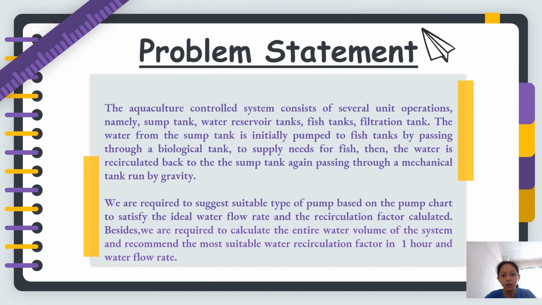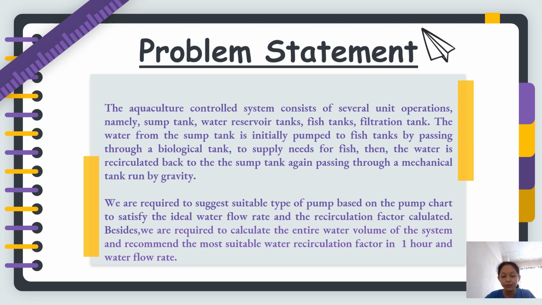Problem statement. The aquaculture control system consists of several unit operations, namely sump tank, water reservoir tanks, fish tanks, and filtration tanks. The water from the sump tank is initially pumped to the fish tank by passing through a biological tank to supply the needs for the fish. Then the water is recirculated back to the sump tank again by passing through a mechanical tank run by gravity.